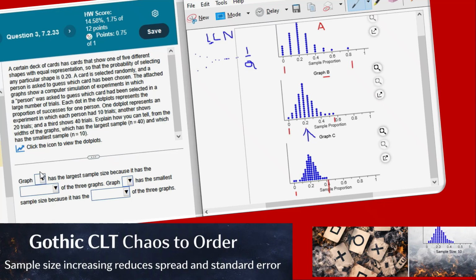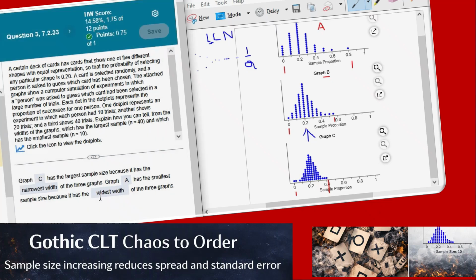But anyway, graph C would have the largest sample size because it has the narrowest width, the spread. And then A would have the smallest sample size because it has the widest width. Alright, so we got that. Now let's just think.